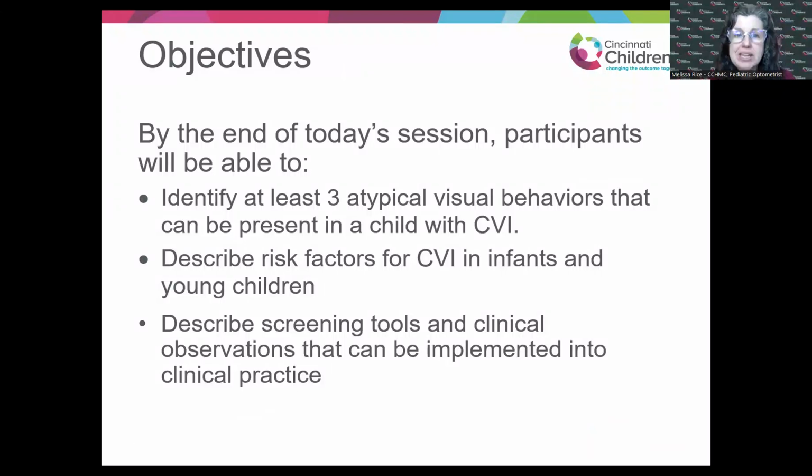Our objectives are, we hope that you're able to identify at least 3 atypical visual behaviors that can be present in a child with CVI, describe risk factors for CVI in infants and young children, and describe the screening tools and clinical observations that can be implemented into clinical practice.